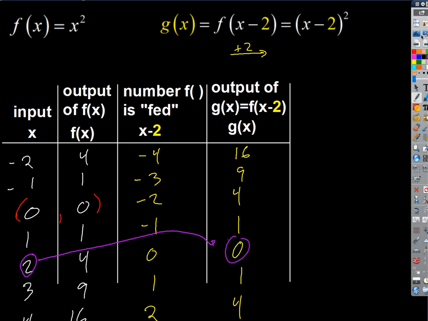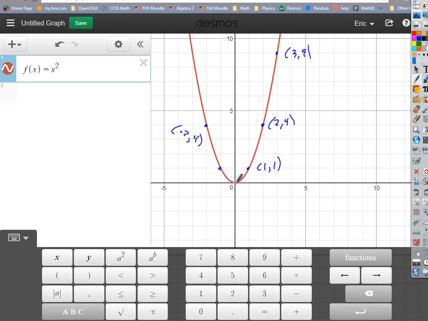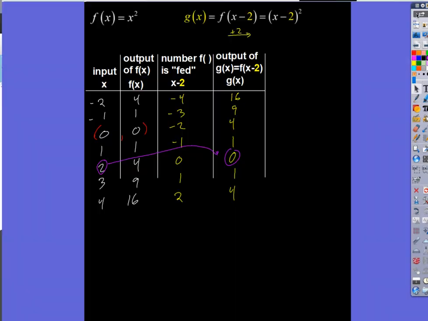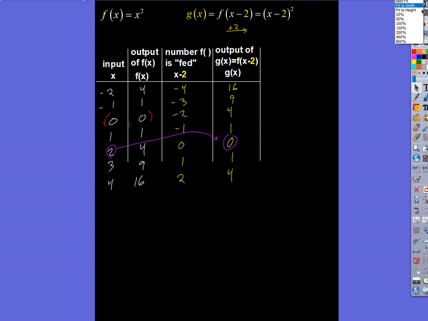Well, what did that do? Predictably, that means that it's just gone over to the right by 2. Right? You told me that was going to happen. All the points were getting shifted to the right. Why did it happen? Well, we tricked the function, right?